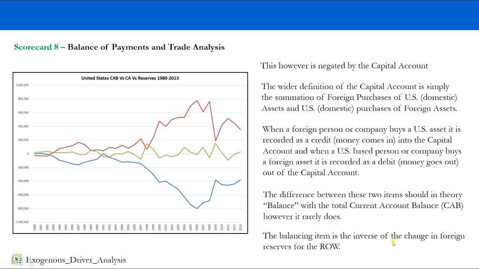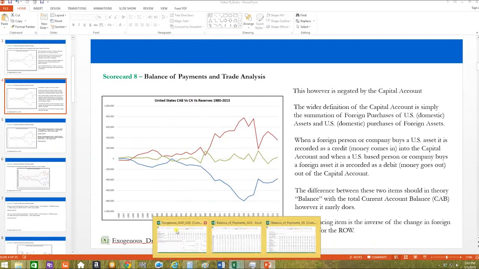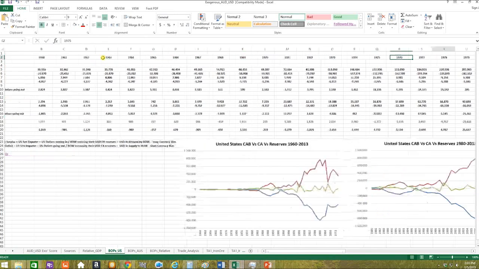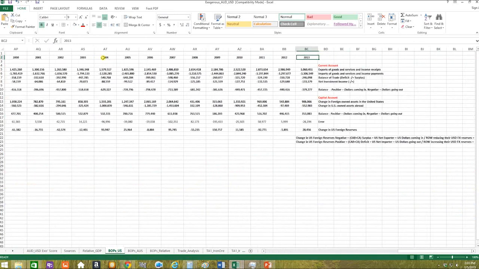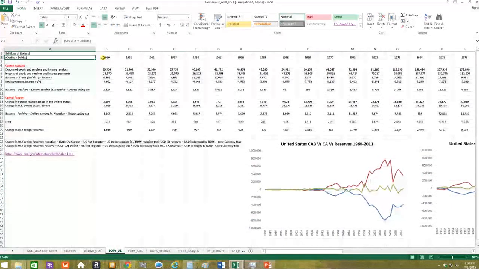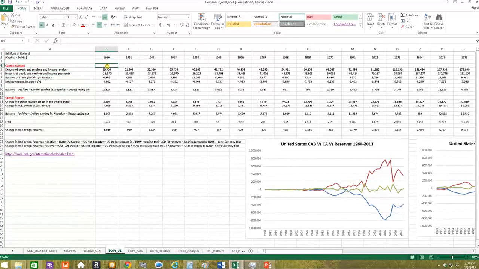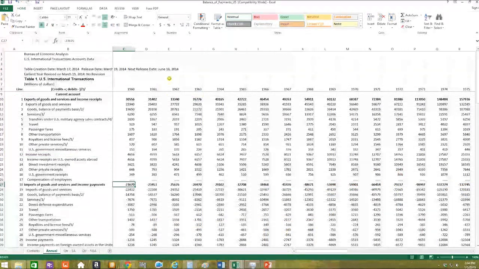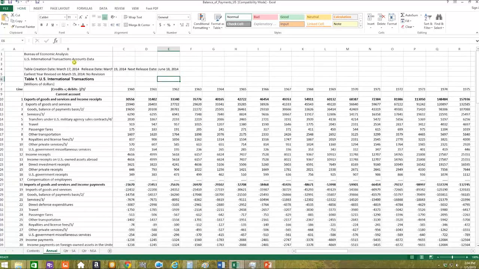If we come out of the presentation and go over to the exogenous spreadsheet, we'll see that we've got the United States balance of payments going all the way back to 1960, all the way up to 2013. We get this data from the BEA website, and this is a direct link to get all of the US historical trade data. What you're going to get when you click on that link is an automatic download of all the US trade data going back to 1960.